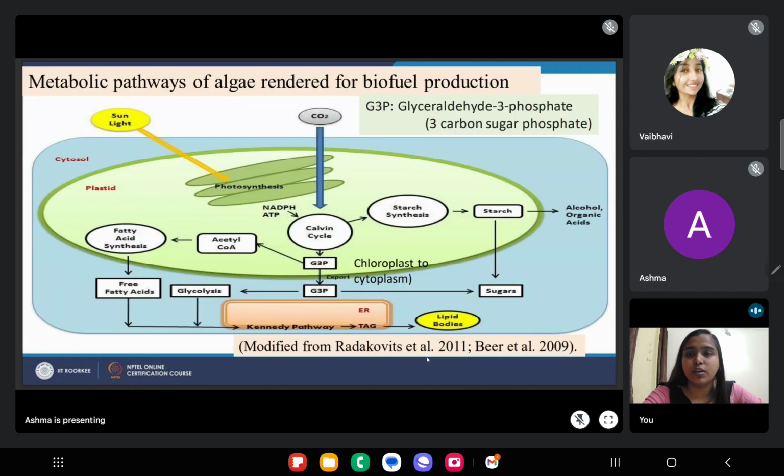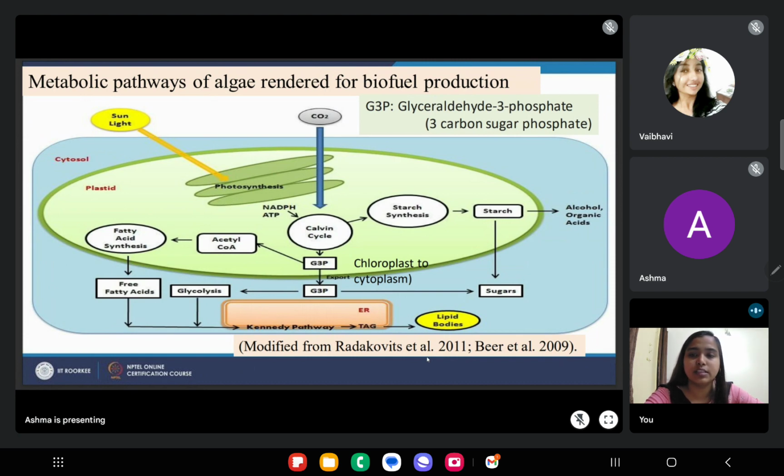Next, this is the metabolic pathway of algae for production of lipids. So, in the chloroplast, what happens? Photosynthesis takes place, and three carbon sugar phosphate is produced, and this three carbon phosphate can either go and produce lipid bodies, or it can go and produce sugar.